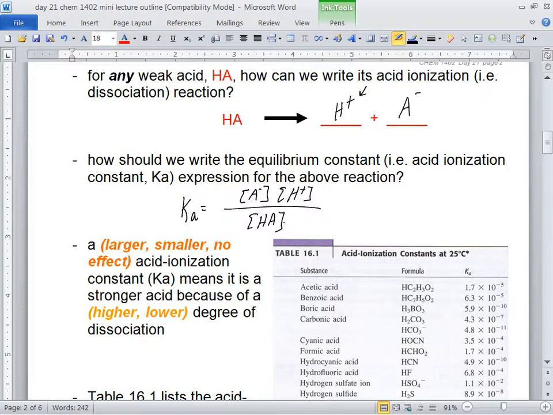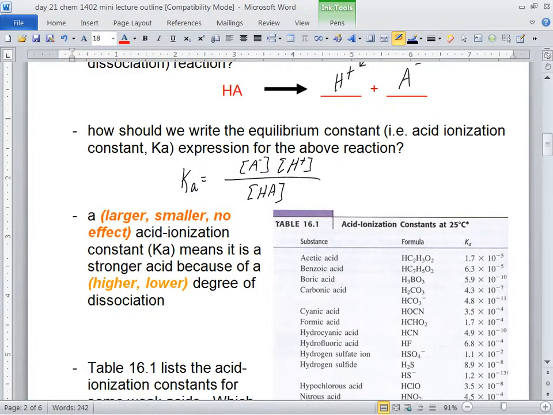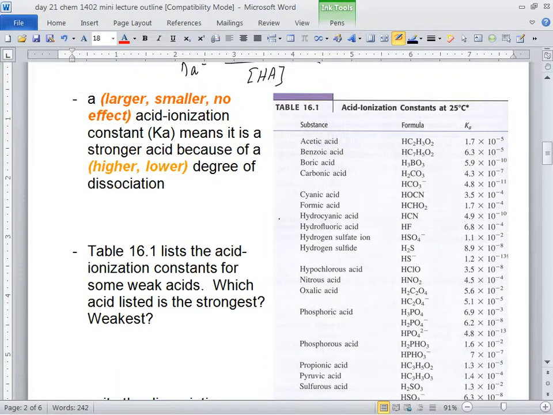I should be writing what subscript on everything up there, Steph? Aqueous, because we're always talking about water. Everything's dissolved in water, so we should be writing aq on everything. But whatever. Okay. A larger, smaller, no effect. A blank acid ionization constant. A blank acid ionization constant means it's a stronger acid.